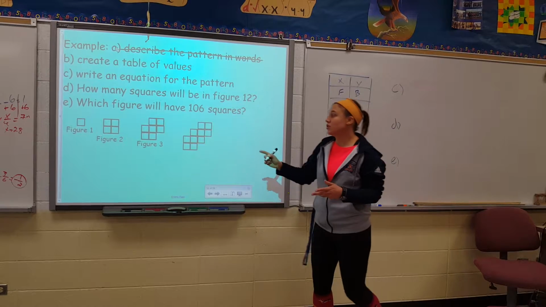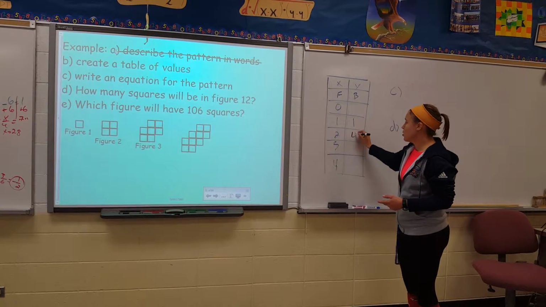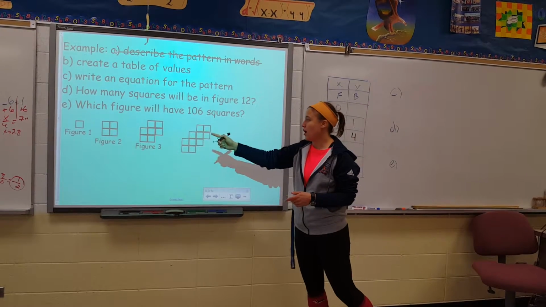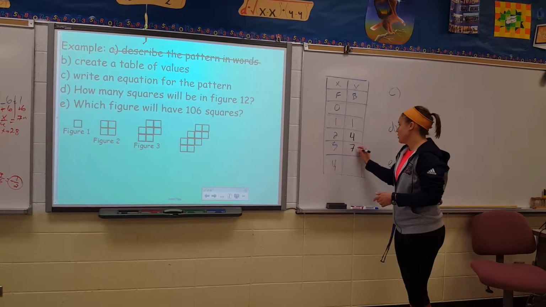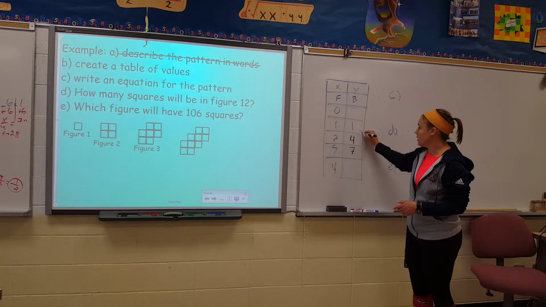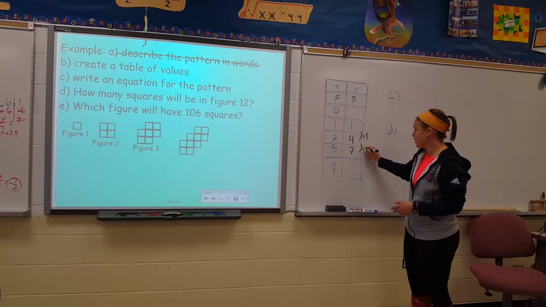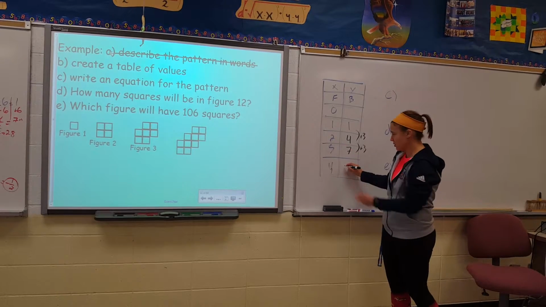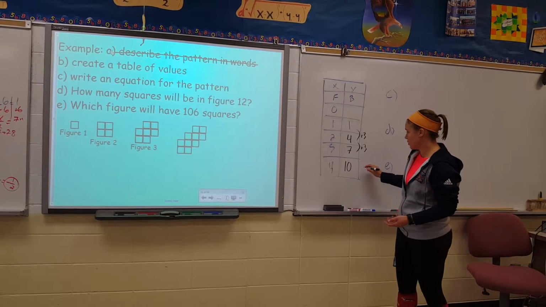As we can see in figure number 2, 4 blocks. You can probably already see the pattern, but we might as well check figure number 3. I'll have 7 blocks. So you can see the pattern is increasing by 3 each time, so we know that'll have an effect on our slope. We can predict 4, even though it's out there, is going to be 10.